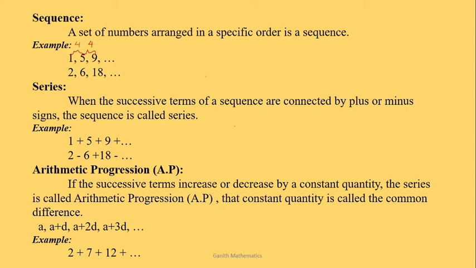And similarly, for the next sequence, if the numbers are multiplied by 3, then you will get the next number. If you multiply the 6 with 3, you will get 18. So further they are proceeding in that way. So a set of numbers arranged in a specific order. The word specific order is very important. Only if it is in the specific order, we call that a sequence.